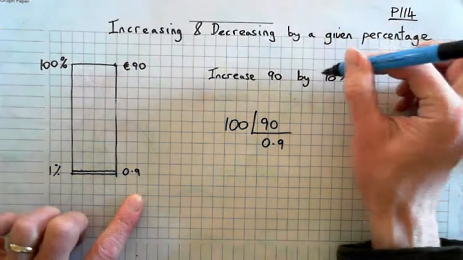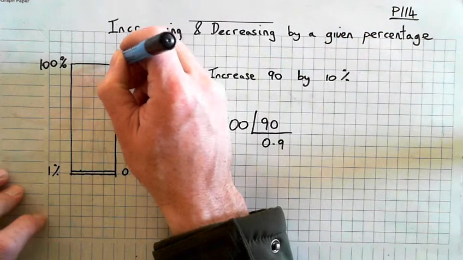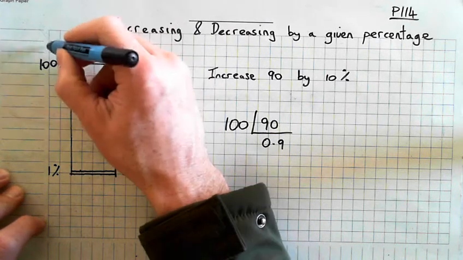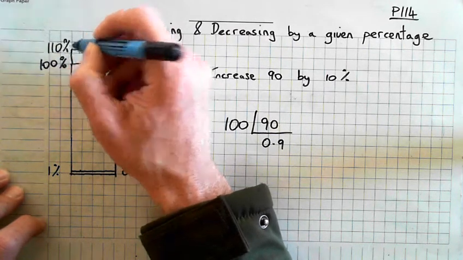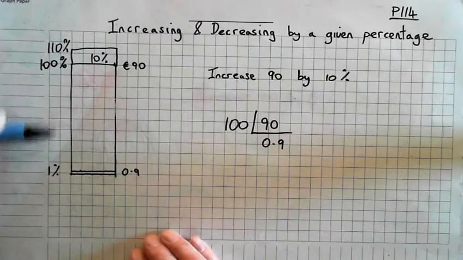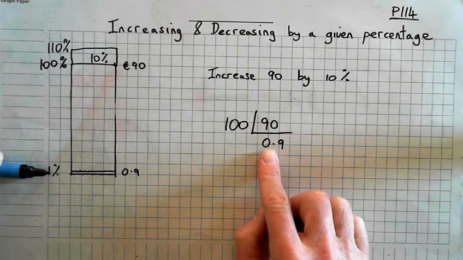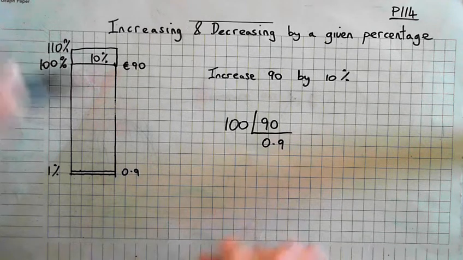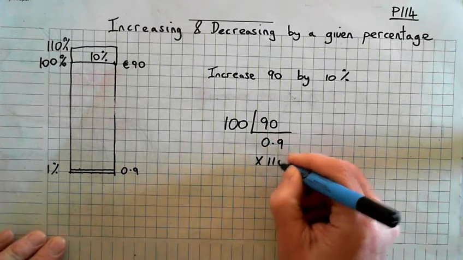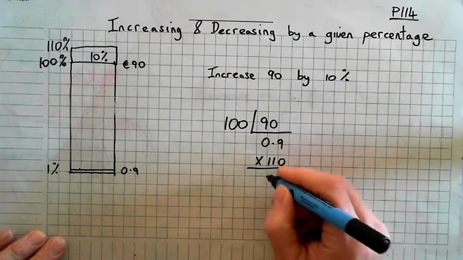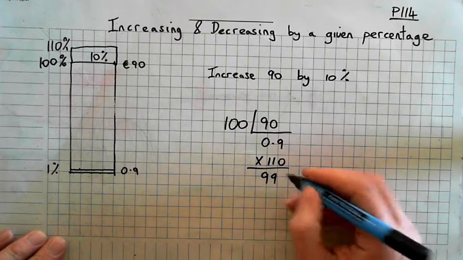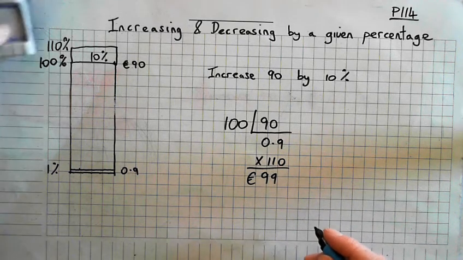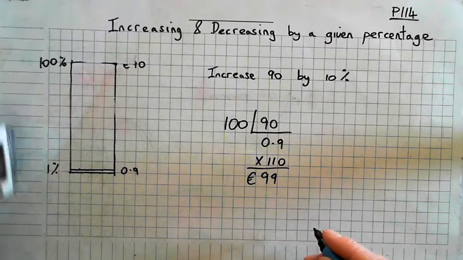But I want to increase it by 10%. By adding on 10%, now I'm actually looking for 110, aren't I? So I went from 100 down to 1 by doing that, and now I'm going to multiply by 110 to get up here. We did that earlier, and we found that it was 99 euro. Same answer as before. Okay?